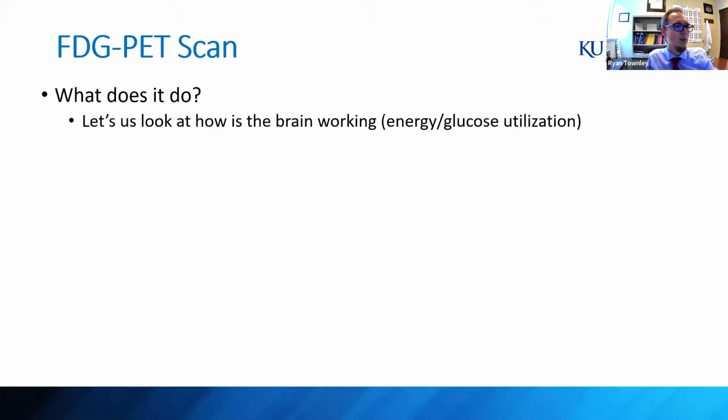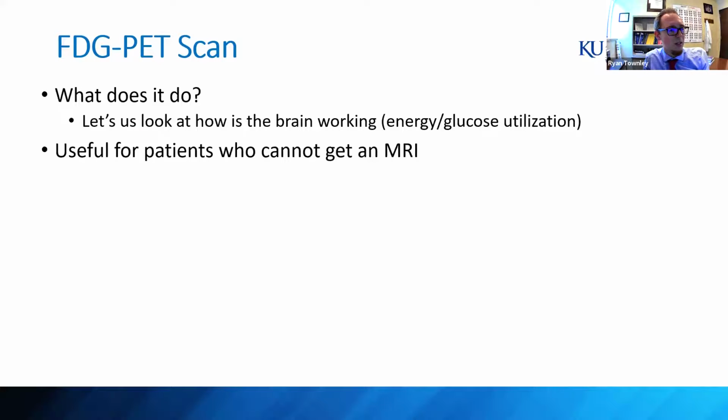We can do a little bit more advanced testing in these scenarios, especially when we're trying to differentiate between Alzheimer's disease or frontotemporal disease. And to do that, we use something called a PET scan, which really just tells us how the brain is working. Sometimes we'll use these in cases where we cannot get an MRI, say they have some sort of contraindication, that can be very useful, or when the MRI is non-diagnostic.